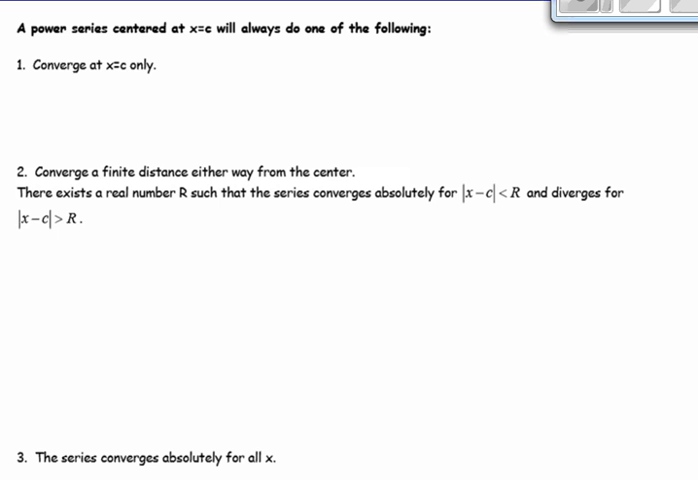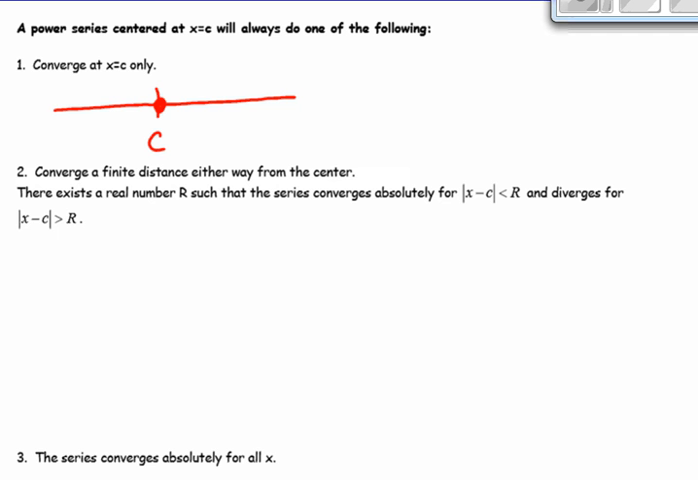A power series centered at some c will always do one of the following. First of all, it could converge at x equals c only. That means that for the power series, whatever function you have, wherever your center is, it will come to a finite number when you add up those terms only at the center. If you deviate from the center at all, then the series would no longer converge for other values of x. We're going to see how this looks in just a second. So it could converge only at c and nowhere else.